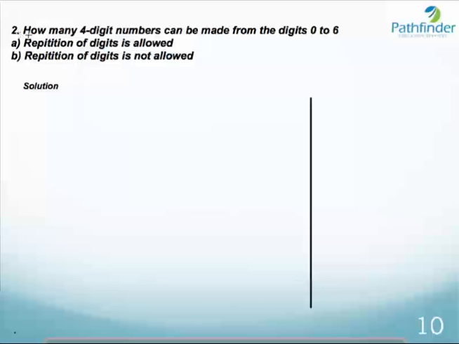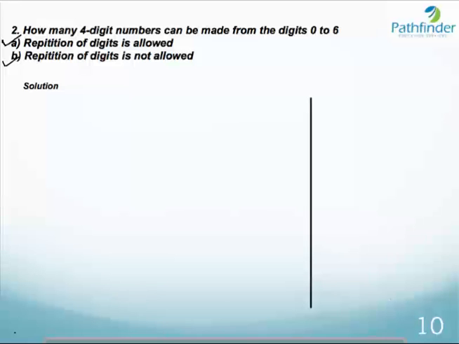Let us solve another question. How many 4-digit numbers can be made from the digits 0 to 6? Part A, repetition of digits is allowed, and part B, repetition of digits is not allowed. Once again, I have drawn a partition. To the right of the partition, we will talk about our constraints.